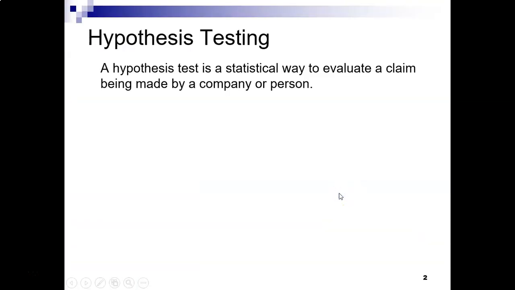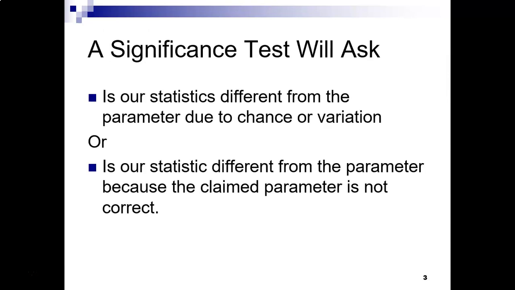All right, so a hypothesis test is a statistical way to evaluate a claim that's being made by a company or another person. So if somebody claims that a car gets 32 miles per gallon, there has to be a way to verify that. That's what we use hypothesis testing for. Every significance test asks basically, is our statistic different from the parameter due to chance, or is it different because the claimed parameter is not correct?